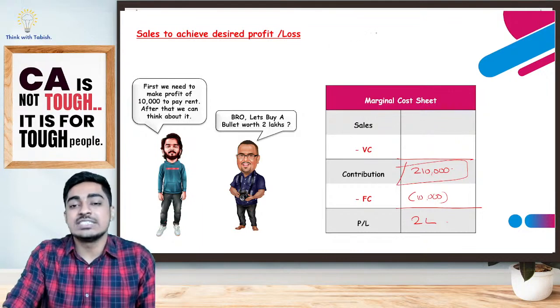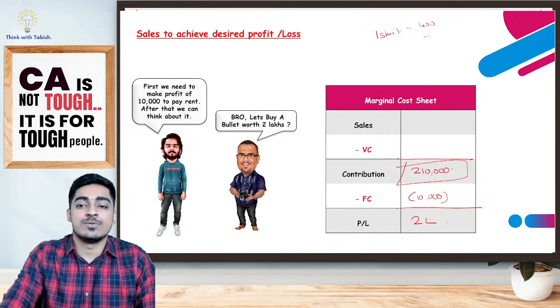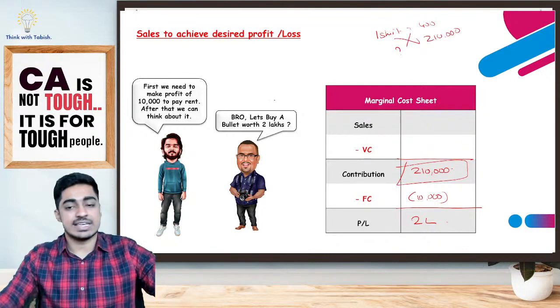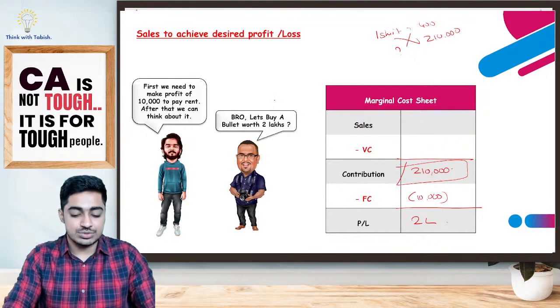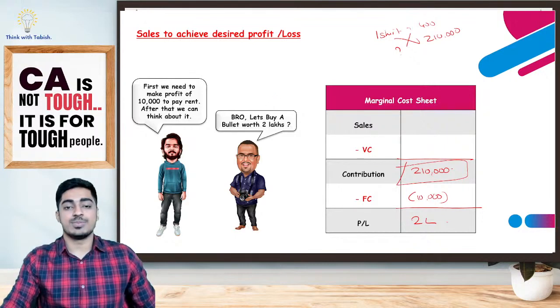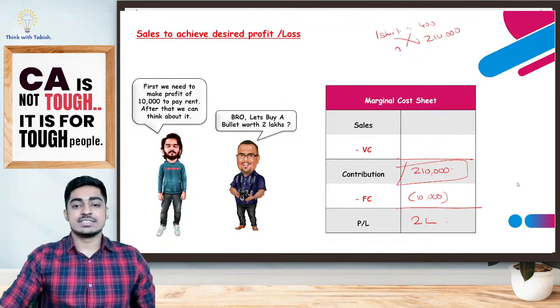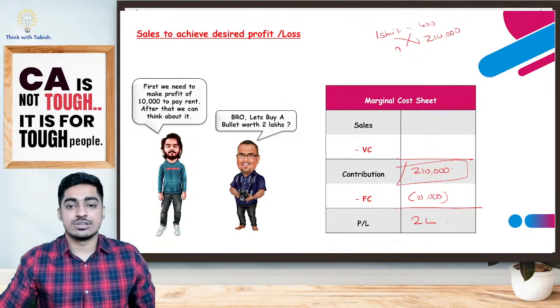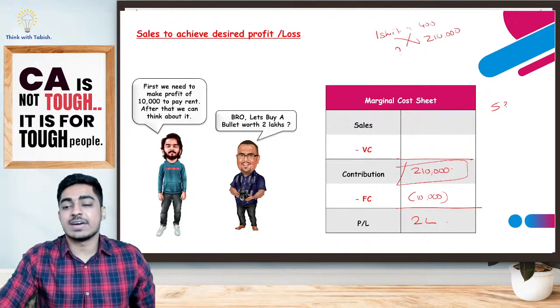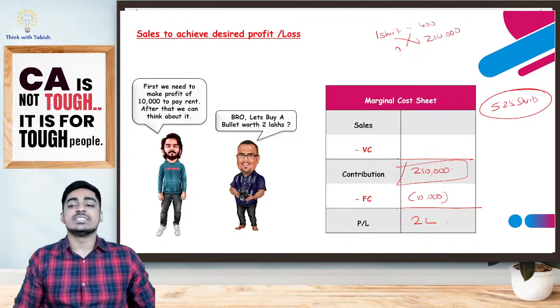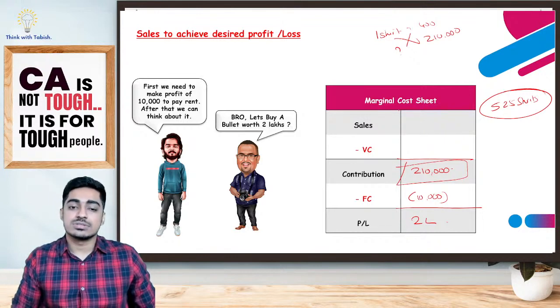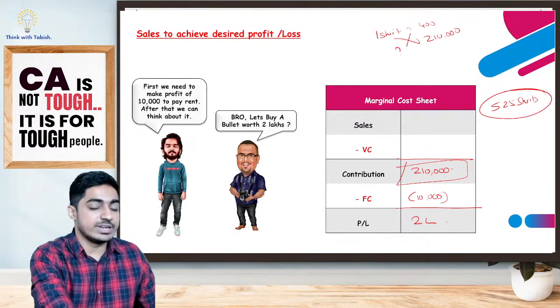If we sell one shirt, we get 400 rupees. So if we want 2,10,000 rupees, how many shirts should we sell, students? It is 525 shirts. Yes or no? So we need to be selling 525 shirts. This is sales to achieve desired profit or loss.